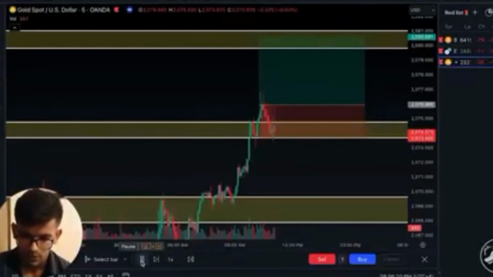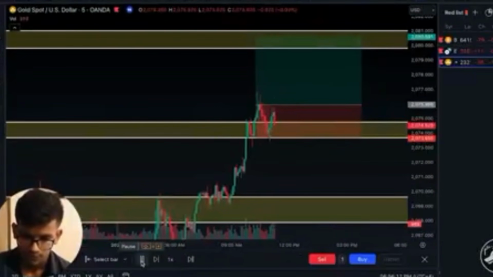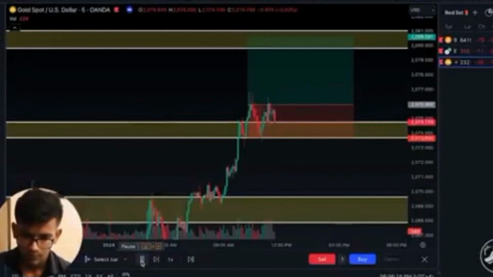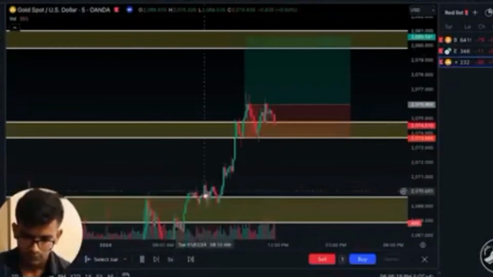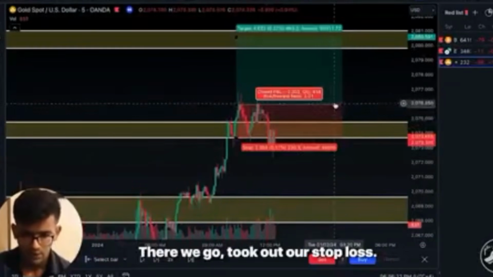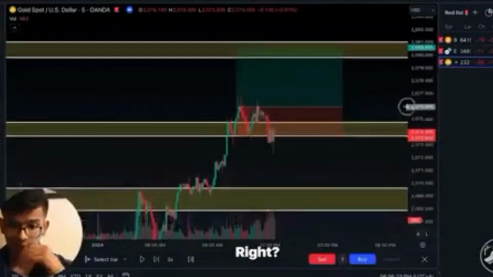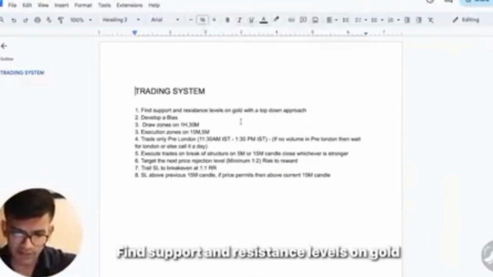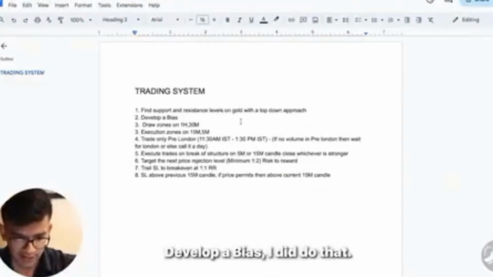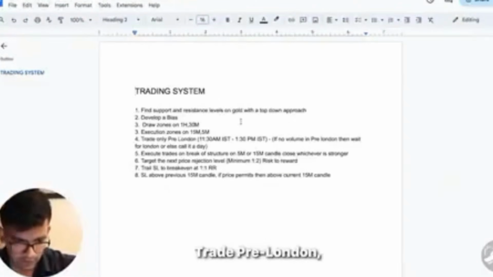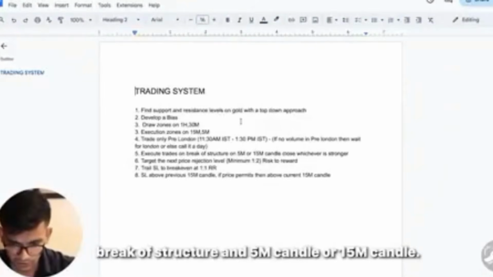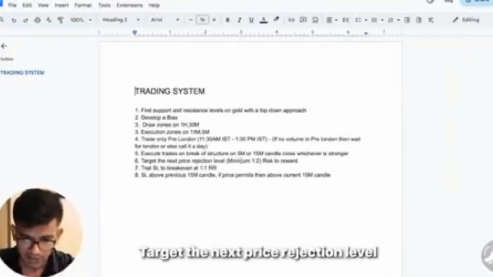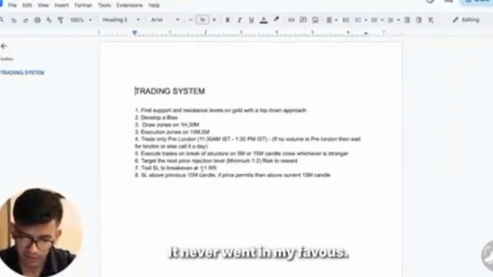There we go. Took out a stop loss, right? Even if it's a stop loss, what are we going to do? Find support and resistance levels on gold, top down approach, develop a bias. I did do that. Trade pre-London. I did do that. Execute trades on break of structure on 5-minute or 15-minute candle. I did do that. Target the next price reaction level. I did do that. Trail SL, it never went in my favor.